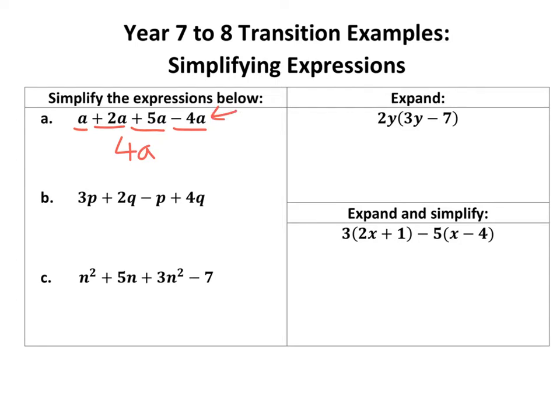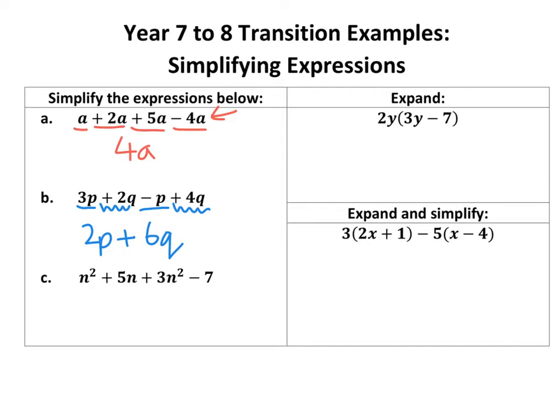Now then, change the colour. We've got to go to blue this time. So we've got 3p's minus p. Now we look at like terms. So 3p's minus 1p. We've got 2q's plus another 4q's. Remember the sign in front of each term goes with that term. So 3p minus p, 2p's, 2q plus 4q, 6q's. So there you go.